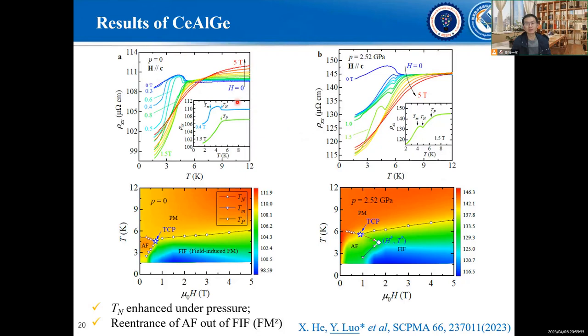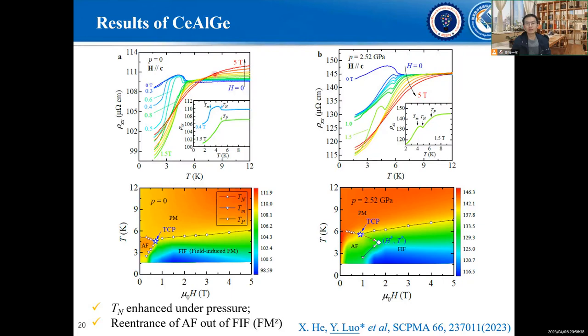the resistivity under pressure and field. First we start at the ambient pressure. We can see that as field increases, the antiferromagnetic transition is suppressed. Meanwhile, when field is above 0.5 Tesla, we can see that the resistivity drops dramatically. We define this temperature as Tm. And we can see that Tm increases with field. We expect that this is due to the field-induced polarization.